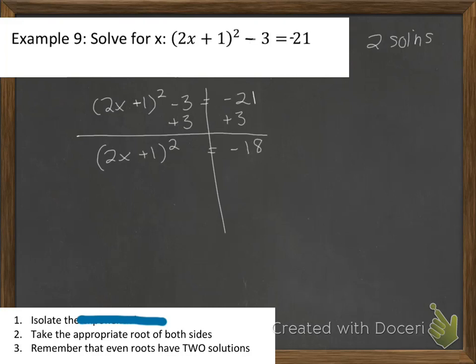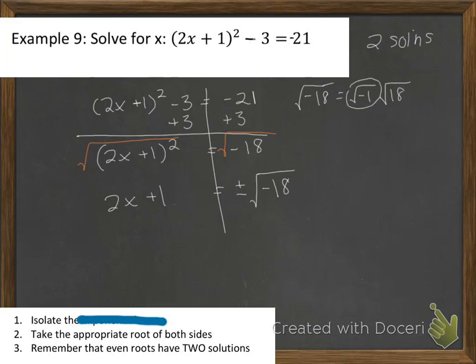Then we need to take the square root of both sides of the equation. That gives me 2x plus 1 equals plus or minus the square root of negative 18. So we have 2 things going on here. First of all, we have a negative sign, so we're going to rewrite the square root of negative 18 as the square root of negative 1 times 18. And remember, the square root of negative 1 becomes i.